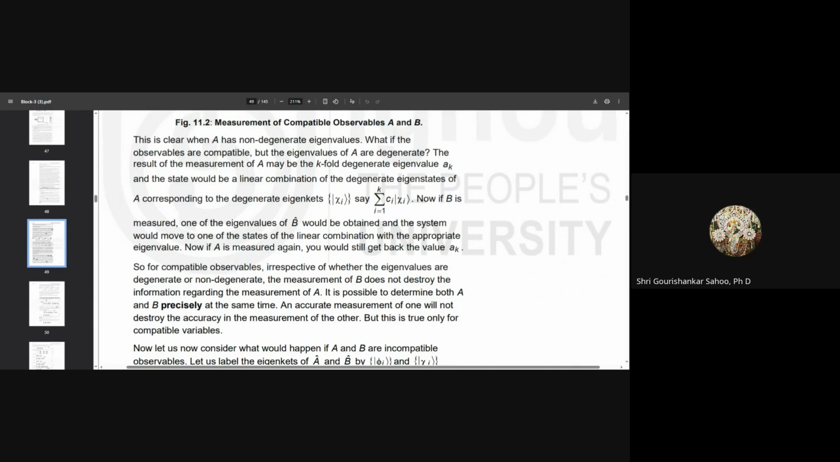But this is not true for incompatible variables. So in canonical conjugate variables, suppose X and P, E and T, if you measure X accurately, then you cannot measure P precisely. So it collapses. If you measure T precisely, then you cannot measure E simultaneously, and it will collapse. So now let us consider what would happen if A and B are incompatible observables.